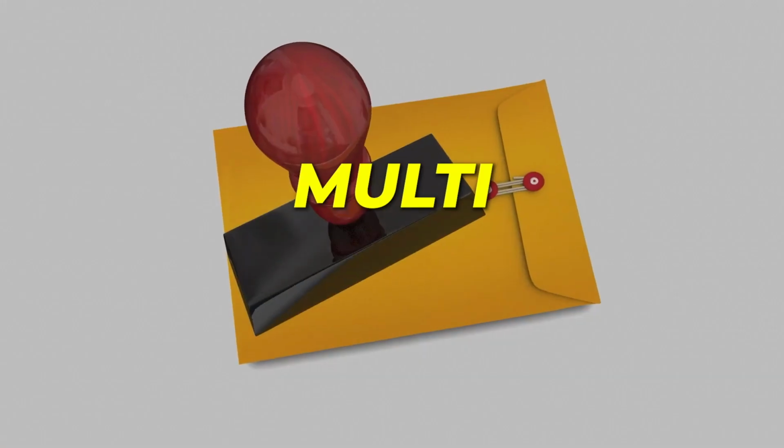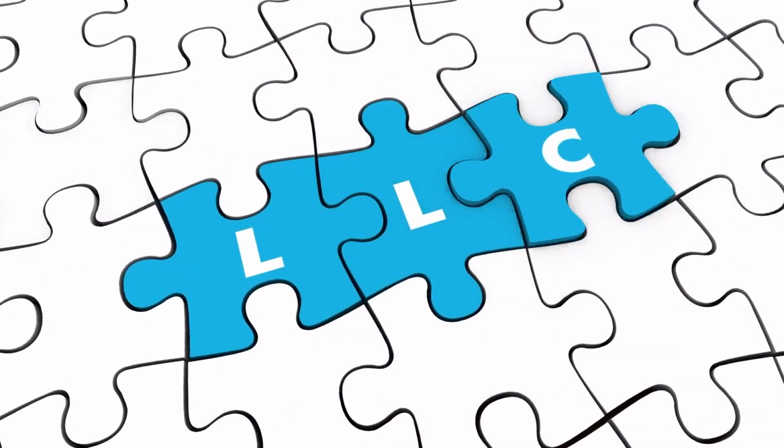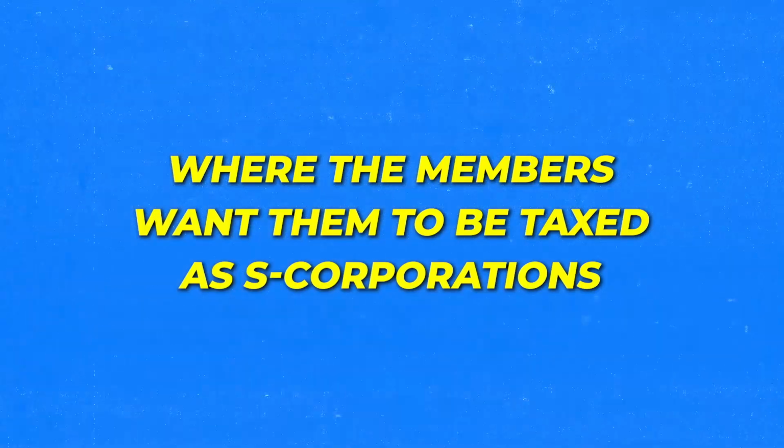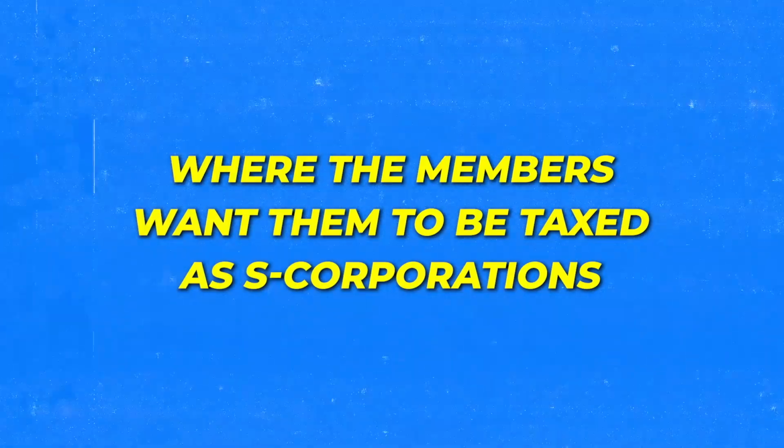Okay, so we just covered the single member LLC and the multi-member LLC. Again, we call these pass-through entities for taxation purposes because the tax responsibility flows through the LLCs as if the companies didn't exist. Okay, now let's talk about LLCs where the members want them to be taxed as S corporations.